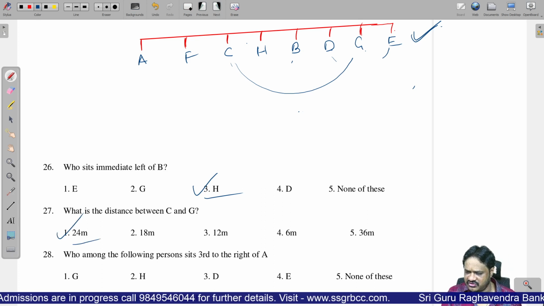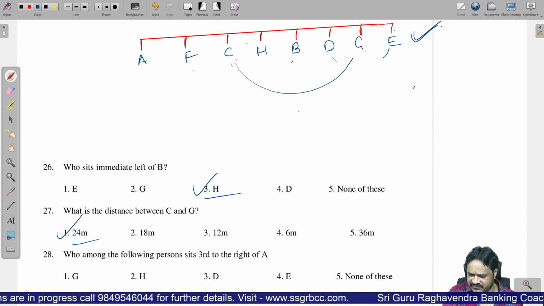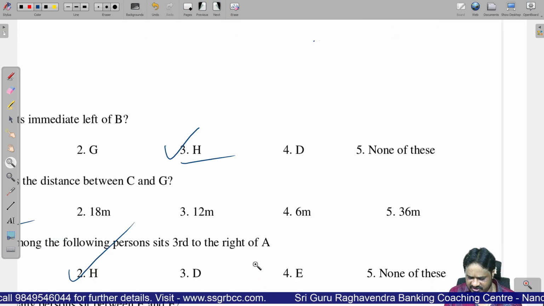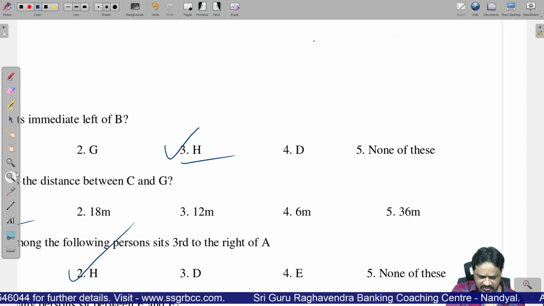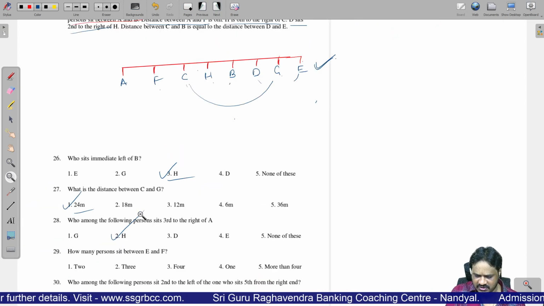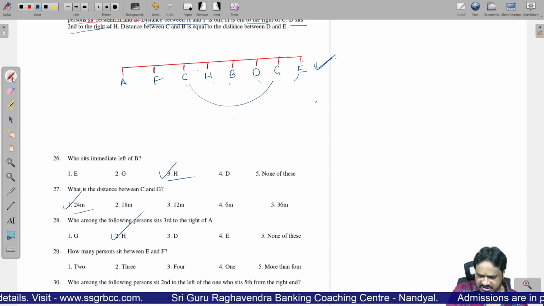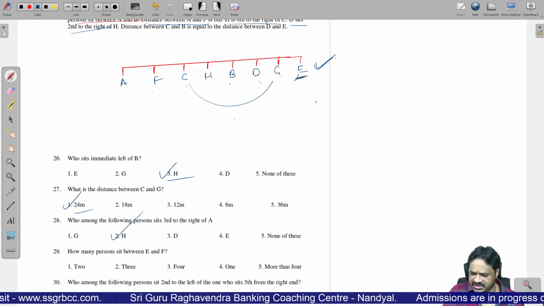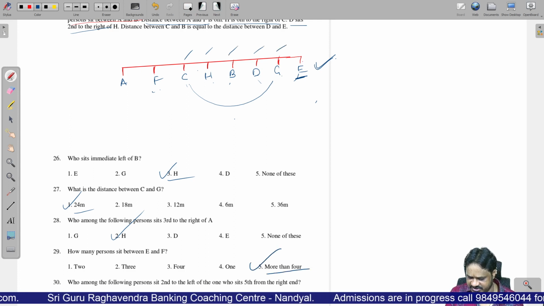Who is third to the right of A? A right, first F, second C, third H. How many persons are there between E and F? This is E and this is F. In between 1, 2, 3, 4, 5. 5 persons, more than 4.